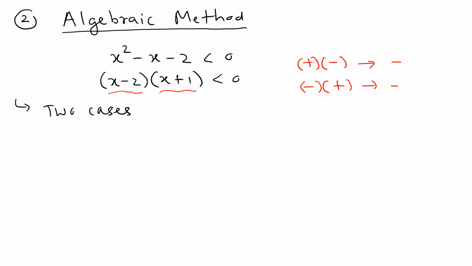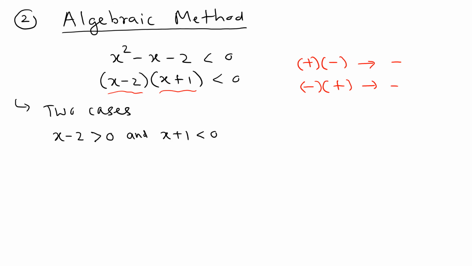That's where sometimes students make mistakes. They do not consider two cases, they only consider one case, which is wrong, because then you get only half of the solution. So let's look at the first one. I'm going to consider the first case where I assume that the first factor is positive and the second factor is negative. That's my first case.